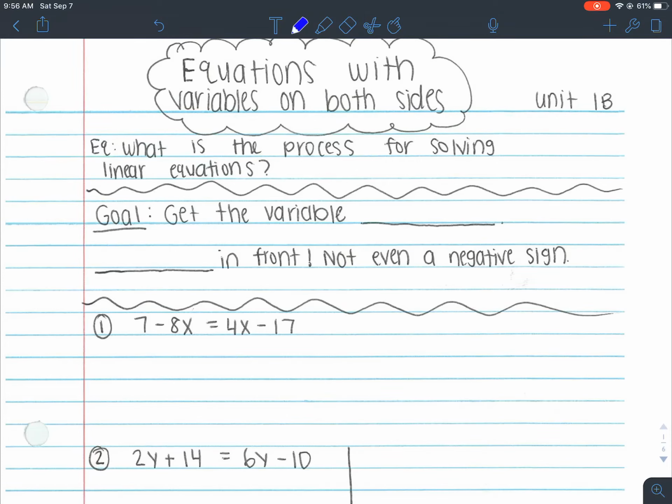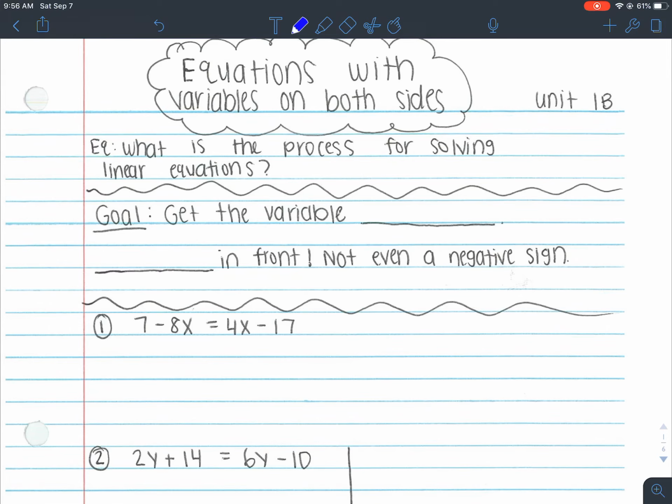Hey guys, welcome to the video for solving equations with variables on both sides. We're in Unit 1B and our essential question is: what is the process for solving linear equations? This is kind of the same thought process as solving one-step and two-step equations, except now instead of having a variable on just one side, now we have it on both.